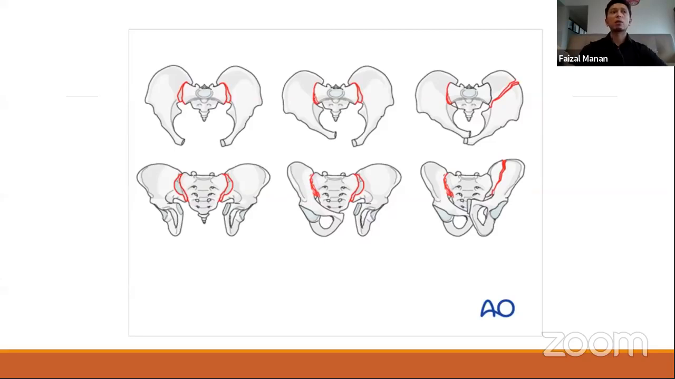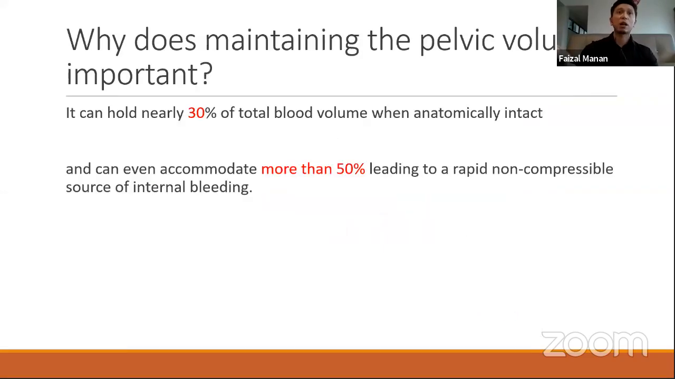But nowadays, the good thing is we have a 3D CT so that it can actually guide us to a certain extent on the nature of the injury and the configuration of the fracture itself. So when you have a pelvic fracture, the next question is, why is maintaining the pelvic volume important? Can we just leave it open that way?